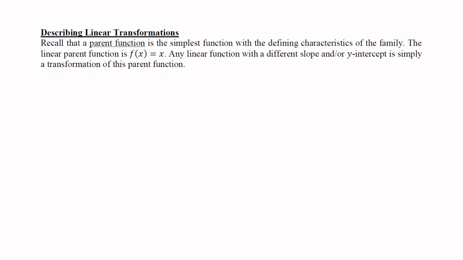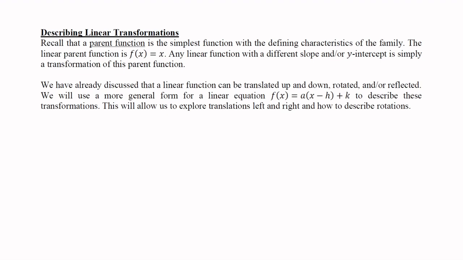Recall that a parent function is the simplest function with the defining characteristics of the family. The linear parent function is f of x equals x. Any linear function with a different slope and/or y-intercept is simply a transformation of this parent function. We have already discussed that a linear function can be translated up and down, rotated, and/or reflected. We will use a more general form of the linear equation to describe these transformations. This will allow us to explore transformations left and right and how to describe the rotations.